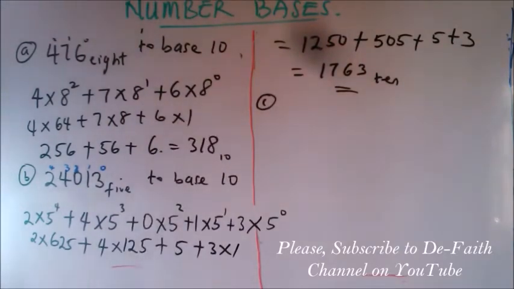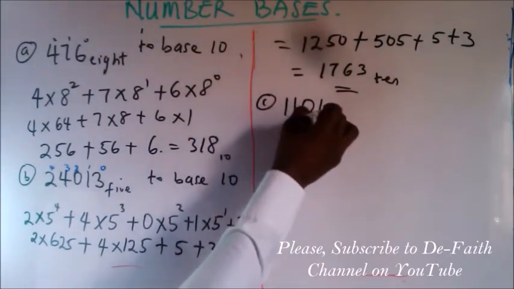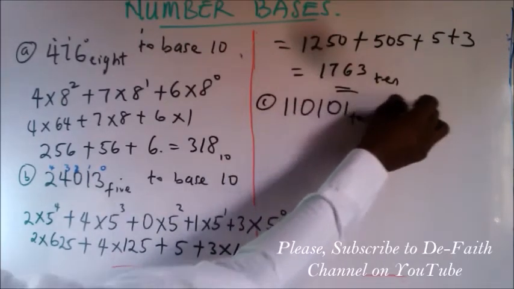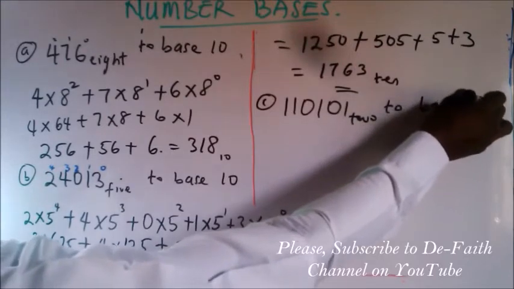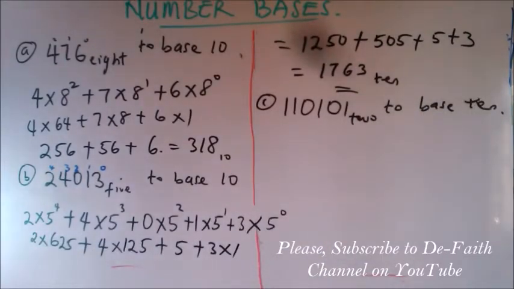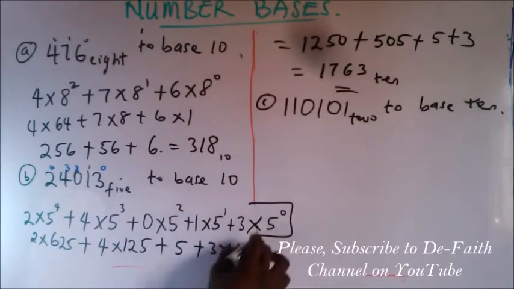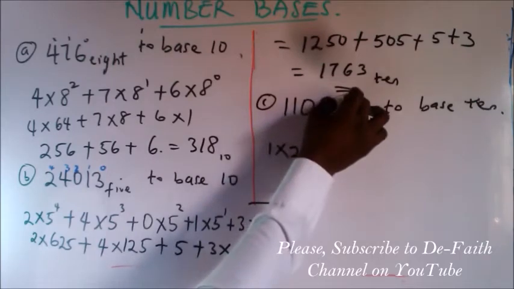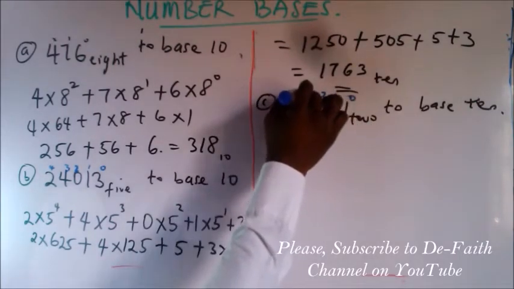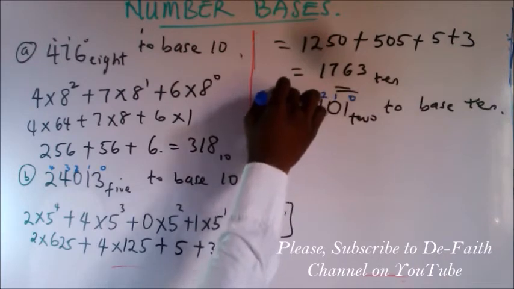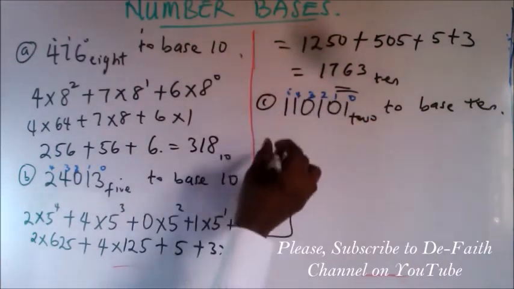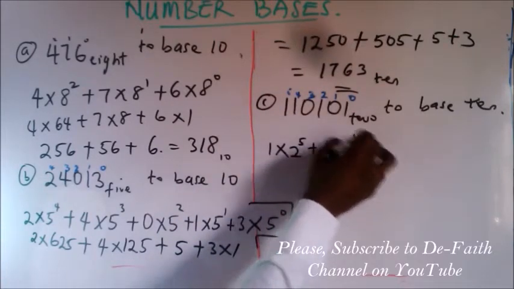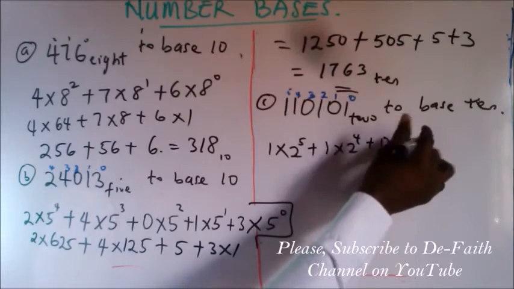Number C, we have 110101 base 2. We have to convert to base 10. So to convert this to base 10, just as we've been having it, we have 0, 1, 2, 3, 4, 5. So we shall have 1 times 2 raised to power 5 plus 1 times 2 raised to power 4 plus 0 times 2 raised to power 3.